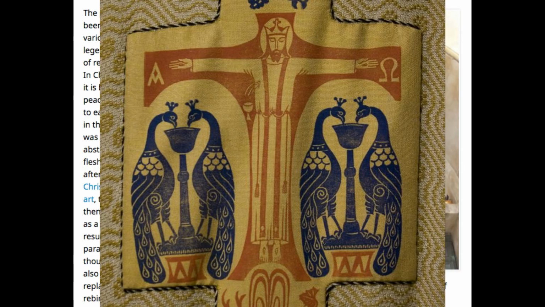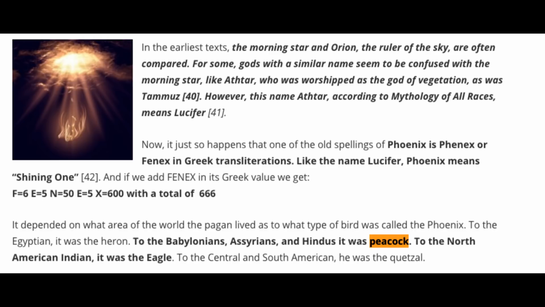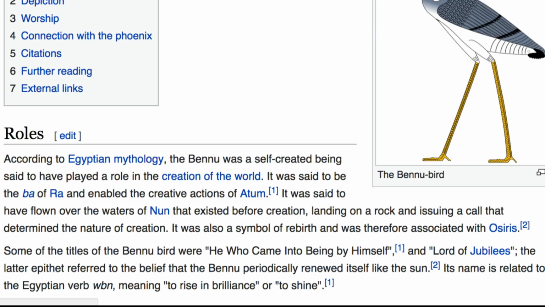Krishna. Jesus Krishna. Now let's take a look at it towards the middle here. It says, now it just so happens that one of the old spellings of phoenix is phoenix in Greek transliterations. Like the name Lucifer, phoenix means shining one. And if we add phoenix in its Greek value, we get 666, according to them. So remember the Bennu bird, the Egyptian phoenix, means the shining one. Do you guys remember that? Alright, corroboration right here.